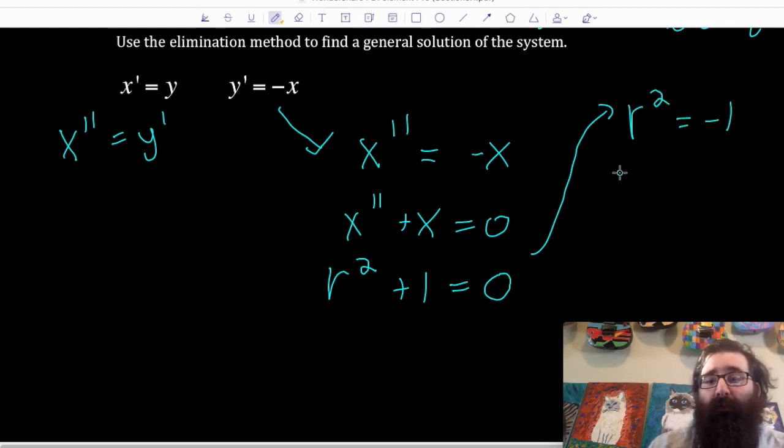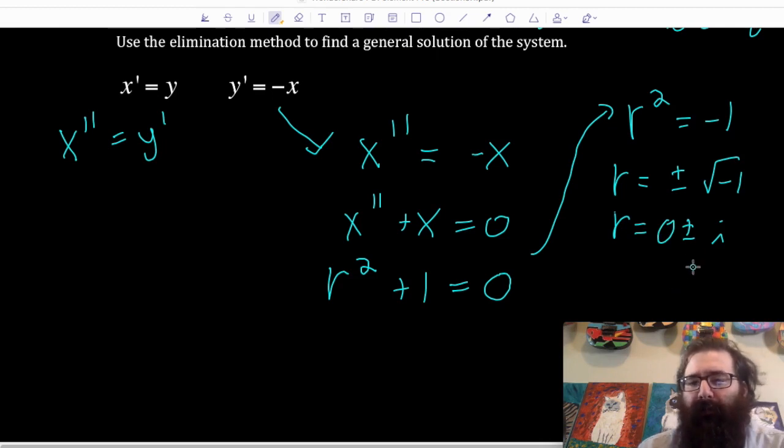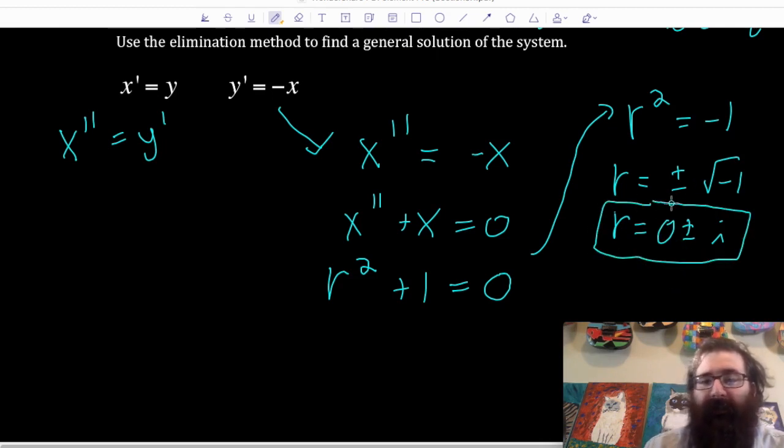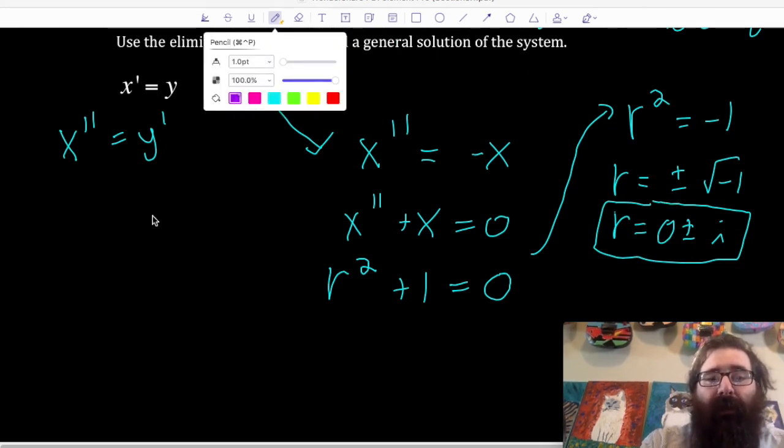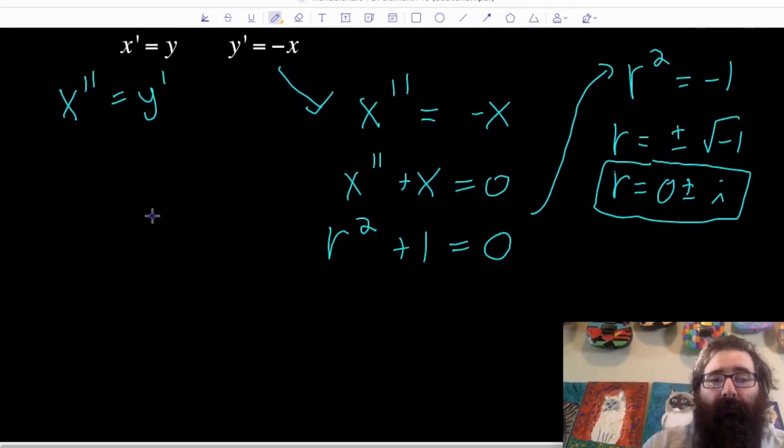And taking the square root means r is plus or minus the square root of negative 1, or r is plus or minus i. And try to remember, the real number is missing. It would be a 0 if I wrote it in. But r is really plus or minus i. You could write that as 0 plus or minus i. And from here, I can start to write out how my solution is going to look.